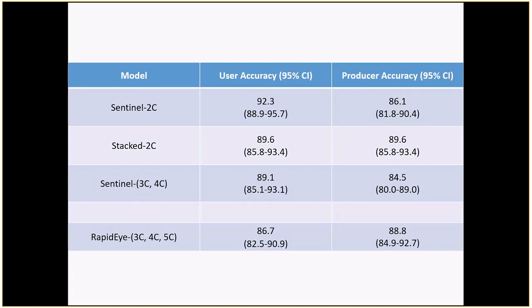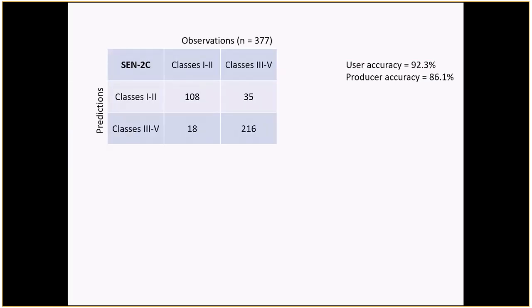Now, despite these high accuracy levels, I think it's interesting to delve into where the model does not perform well. So what you see here is something called a confusion matrix. It is an output from the classification trees, and what you're seeing here is the confusion matrix for the Sentinel 2-class model. And the way you read it is in the columns, in classes 3 to 5, 216 of those features have been correctly predicted, and 35 have been predicted incorrectly, and so they're sort of under-predicted.